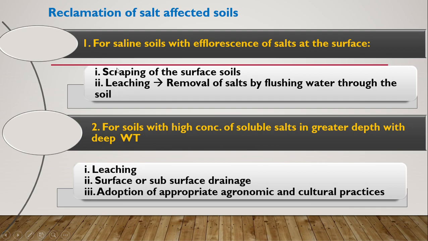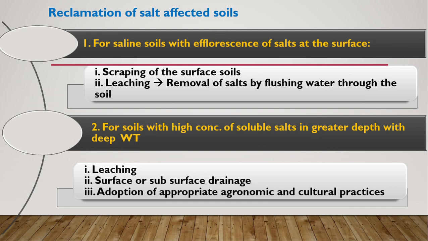The second method we can use is leaching. Leaching means removal of salt by flushing water through the soil. When we flush water over the surface of the soil, the salt gets dissolved in the water and infiltrates down through the soil and reaches the groundwater. So in that case also salt is removed. These two methods can be used if efflorescence of salt is present over the surface of the soil.